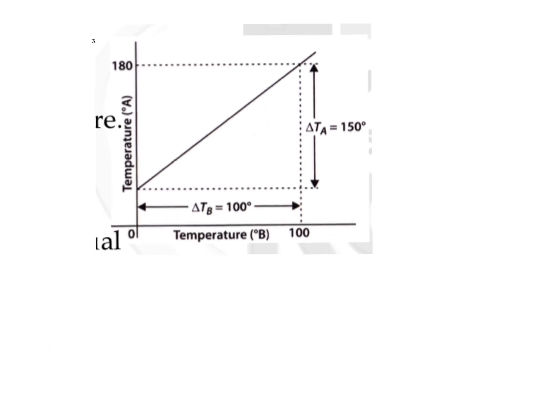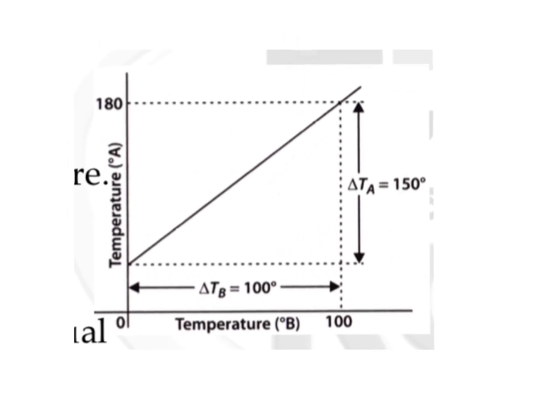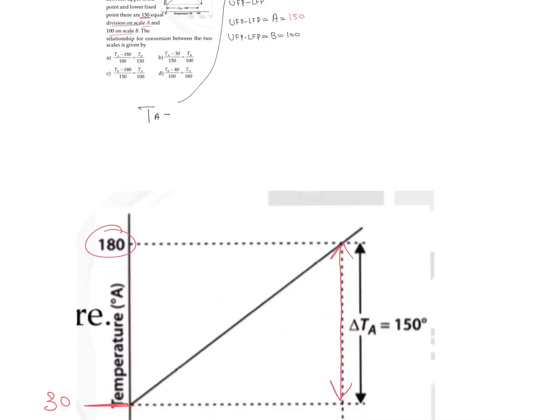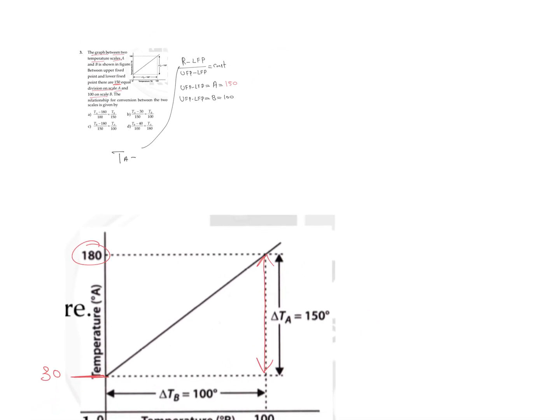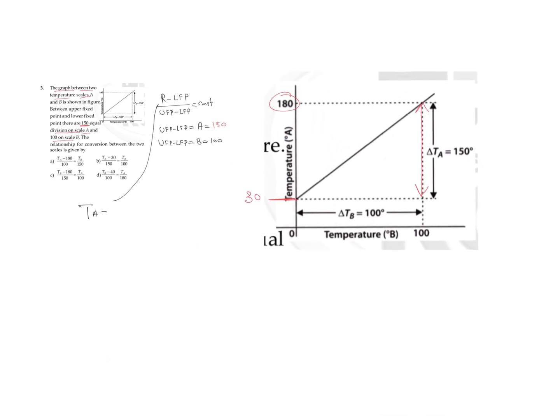In this graph you can clearly observe this point is marked as 180, and on the right side they have given that this distance is 150. So we can say that this is going to be 180 minus 150, which is equal to 30. So this is the lower fixed point for A, and for B it is 0, starting from 0. So the lower fixed point for A is 30.